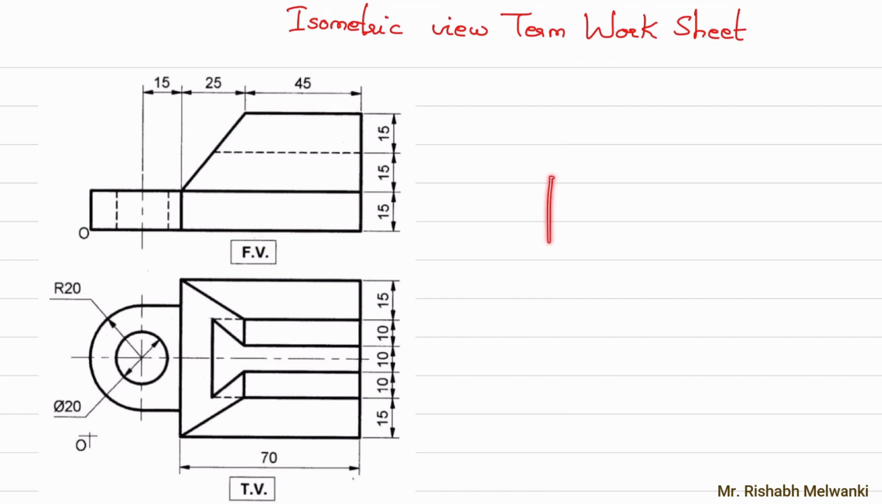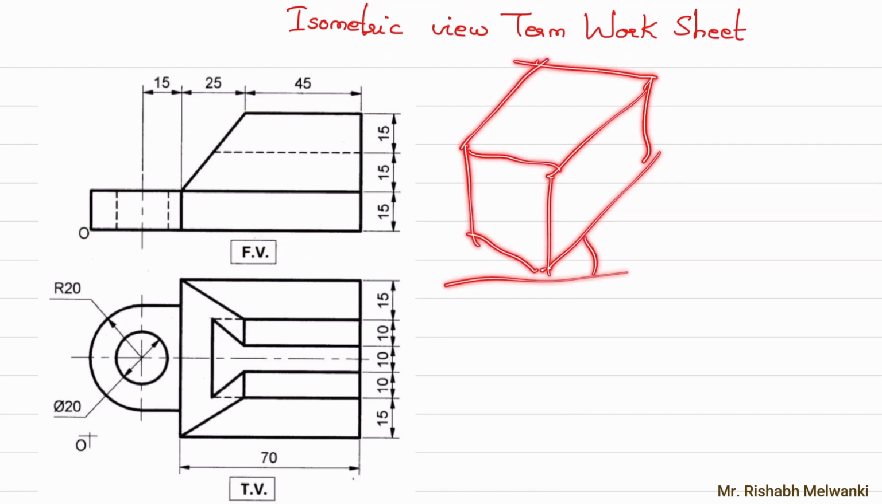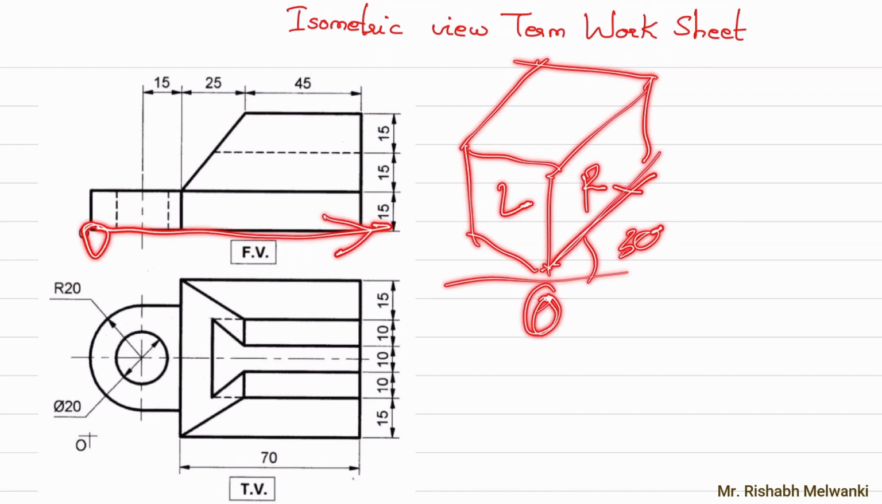Suppose I draw a box over here, isometric at 30 degrees. Suppose this is the origin. Will the front view be drawn on the right plane or the left plane? The front view will be drawn on the right plane. Why? Because O is over here and the rest of the dimension is towards the right. So this will be the direction of the front view. This is the first point.